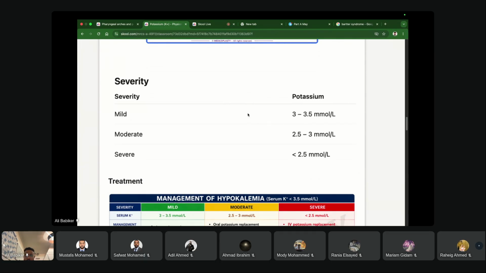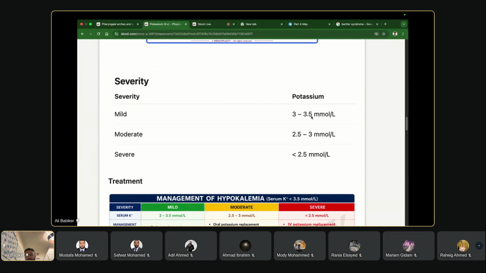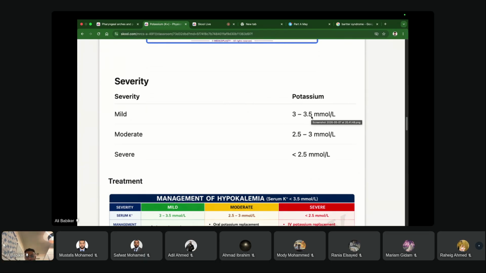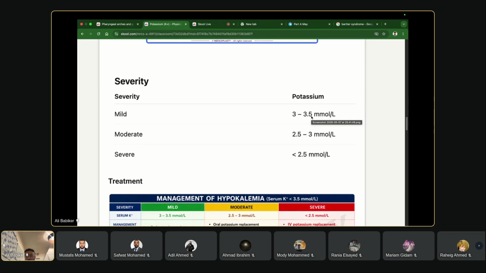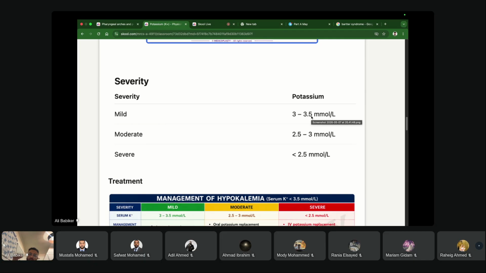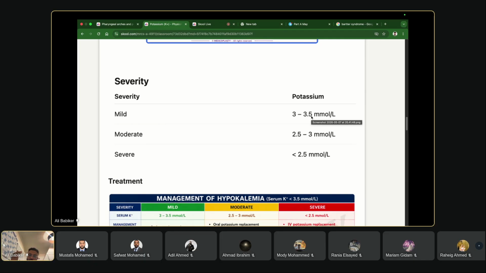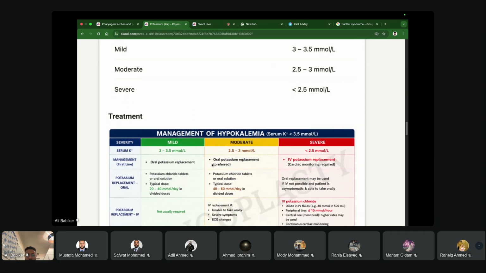Hypokalemia: mild 3 to 3.5, moderate 2.5 to 3, severe less than 2.5. So from normal to mild, you need to reduce by 0.5. From mild to moderate, you need to reduce by 0.5. And from moderate to severe, you need to reduce by 0.5.